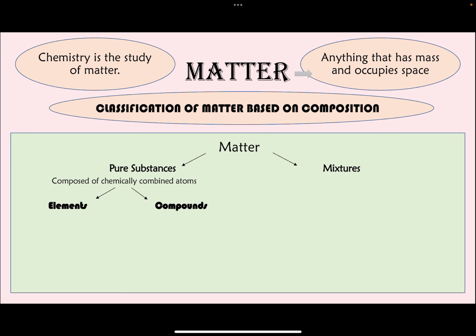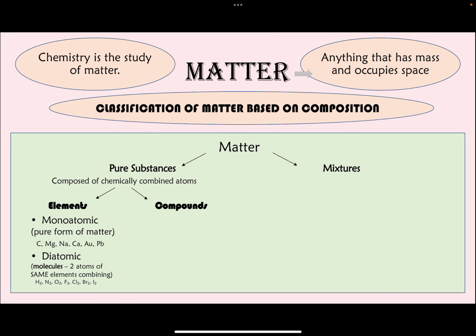Elements can be just one atom of that substance. Those are called monoatomic elements. Most elements in nature occur as monoatomic elements, meaning as single atoms. However, we do have some elements that exist as diatomic, meaning in nature we have two atoms of those elements combined. For example, your oxygen gas. Oxygen always exists as diatomic. We have two oxygen atoms chemically combined.